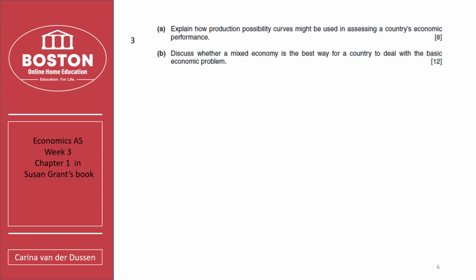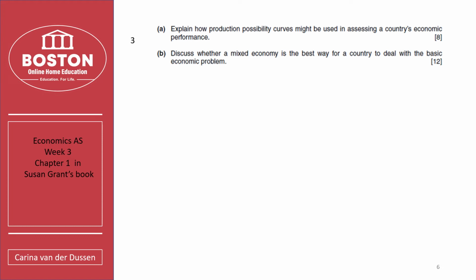Okay, and now remember, they ask, discuss whether. So if you feel that a mixed economy is not the best way, you're allowed to say that. Just prove your answer. So for a 12-mark question, you will have an evaluation at the end. And prove whatever you say. If you feel that every economy should be a free market economy, say so. If you feel that a planned economy is the best, say so.